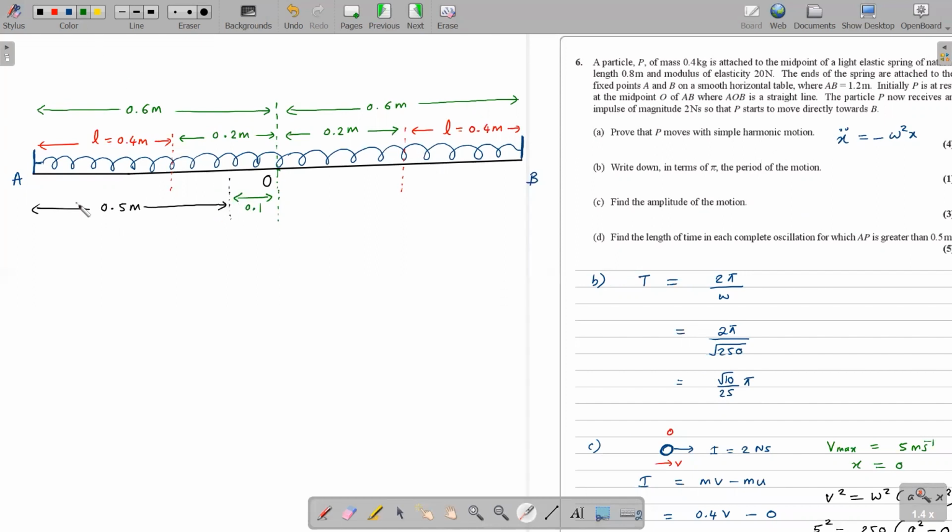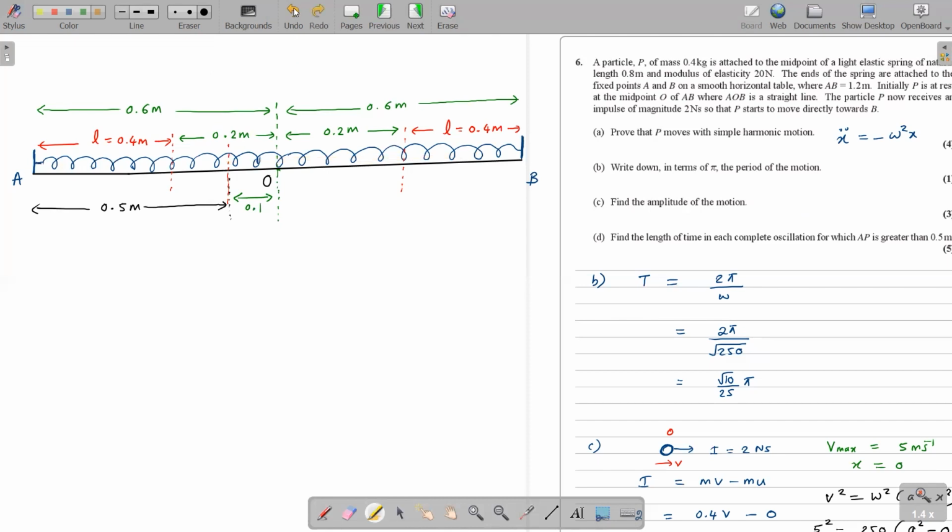So this is the place where from A we measure 0.5. You can see the natural length is 0.4, and then one more 0.1 meter when you travel, this is the 0.5 meter boundary. So you have to basically find the amount of time the particle spends oscillating over on this side. Are you with me? When you pass this point over here, you're supposed to find how much time the particle spends oscillating over on this side.